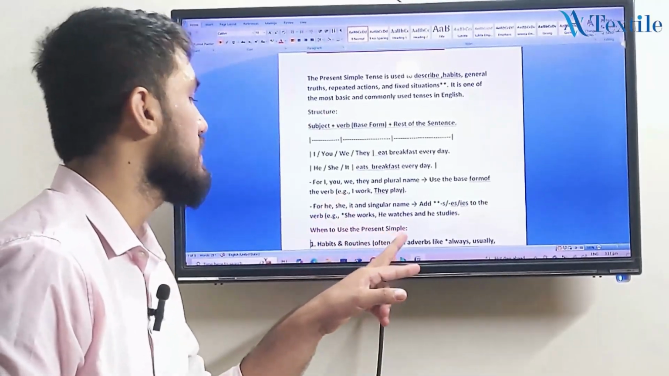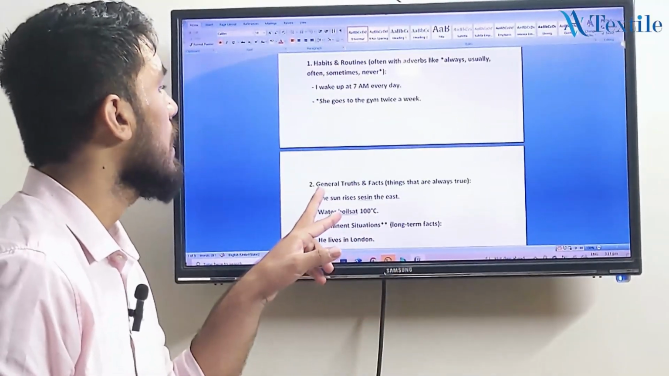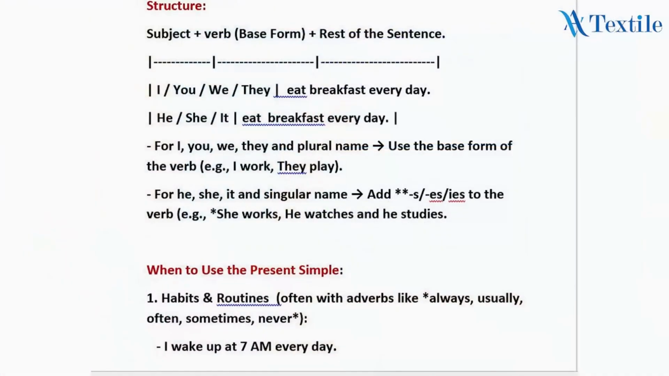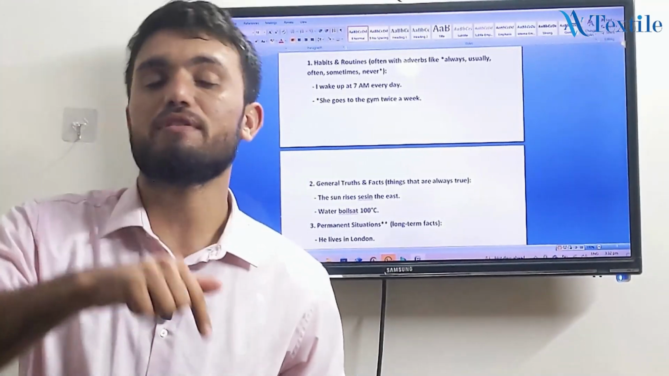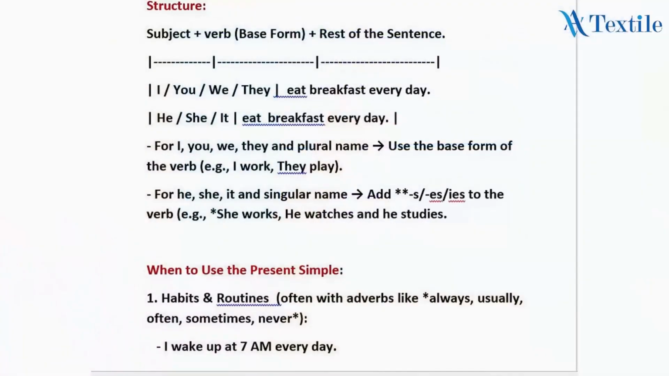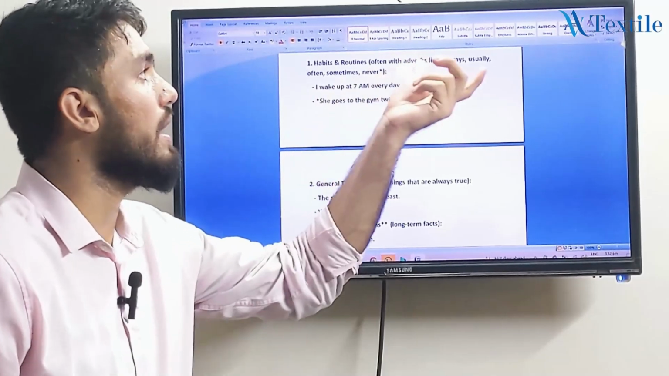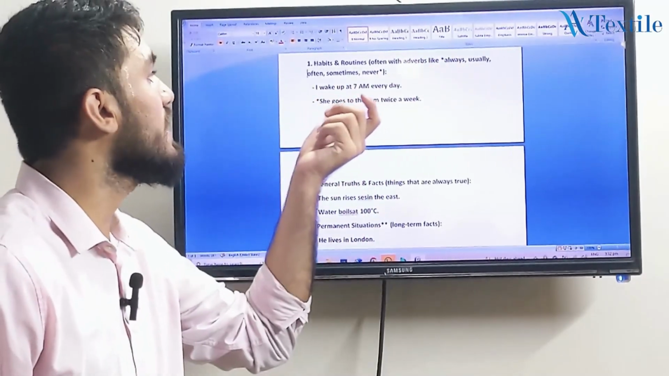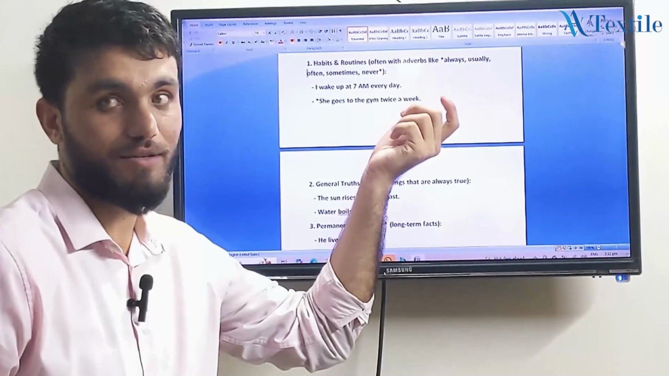Now, the uses of the present simple tense. One: habits and routine. Whatever habits you have, and for the daily routine, we mostly use the present simple, often with adverbs like always, usually, often, sometimes, never. Like: I wake up at 7 a.m. every day. It means we use the adverb. She goes to the gym twice a week.